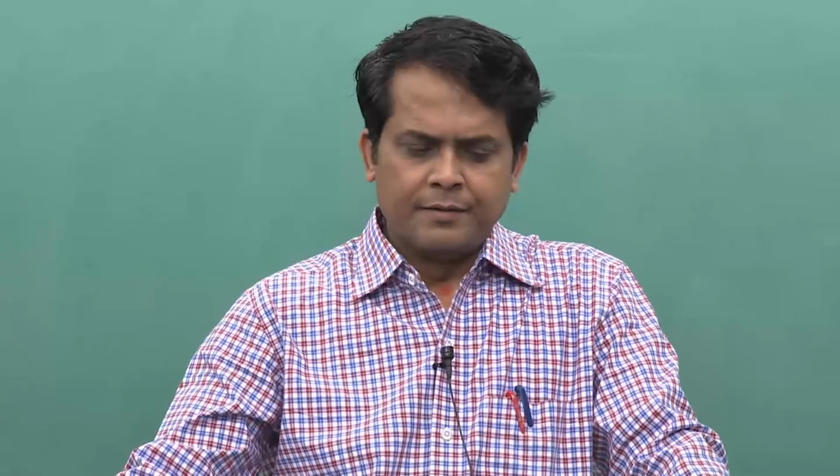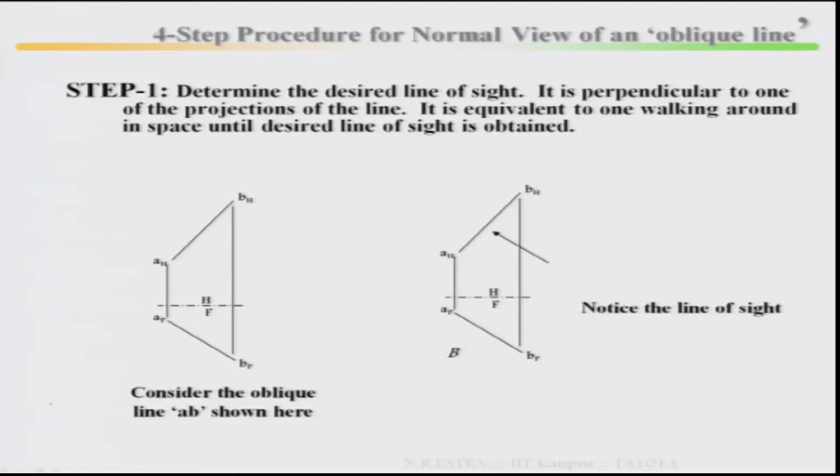So, last class I discussed the 4 step procedure for the normal view of an oblique line. First, you determine your desired line of sight, which is perpendicular to one of your projection lines. That is equivalent to walking around the space until the desired line of sight is obtained.